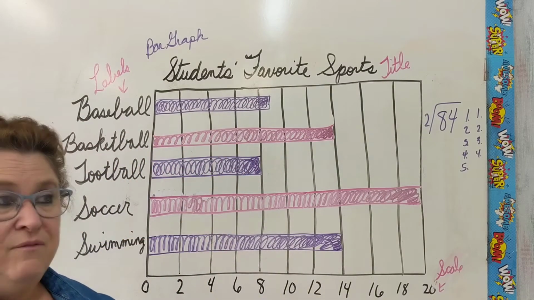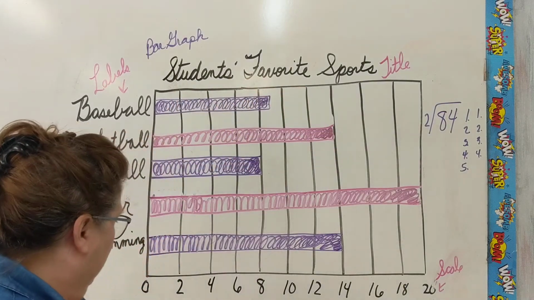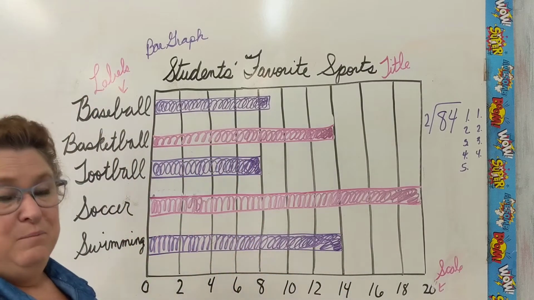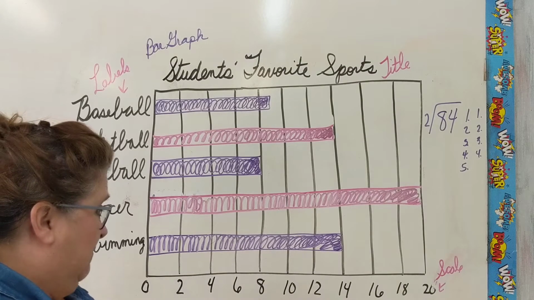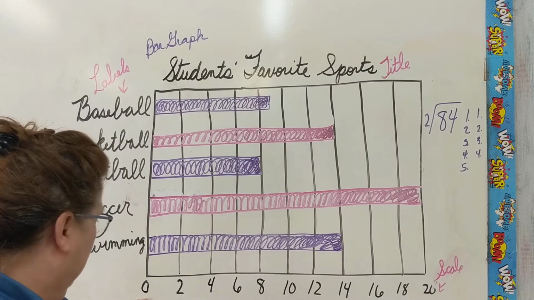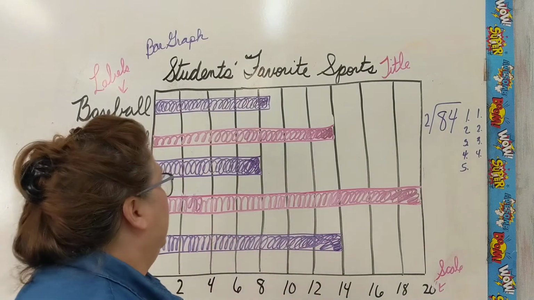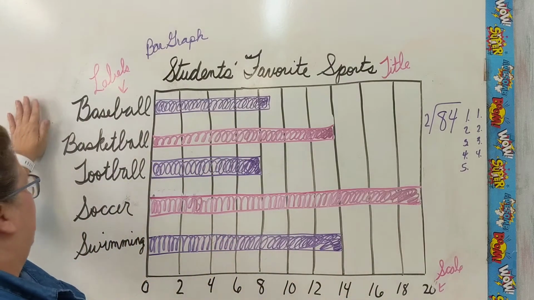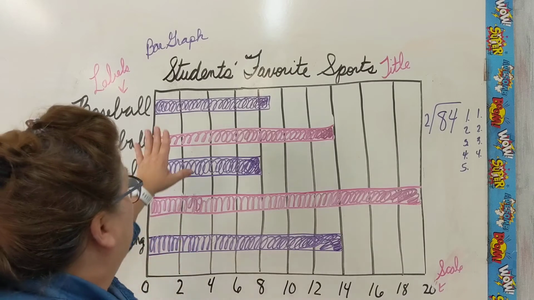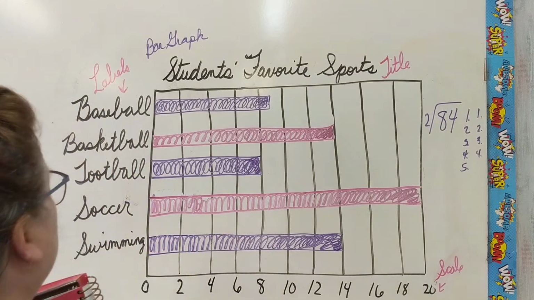Just like a pictograph, every bar graph must have a title, students' favorite sports. Every bar graph must have a scale, and every bar graph must have its labels, just like a pictograph. So our scale is 0, each line, it looks like we're counting by twos. Each line is by 2, 0, 2, 4, 6, 8, 10, all the way to 20. And then our labels are baseball, basketball, football, soccer, and swimming. And remember, this is students' favorite sport. So let's look at the information we can get from this bar graph.